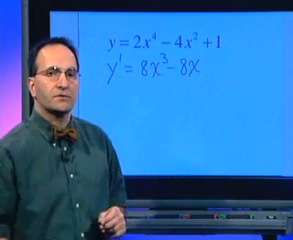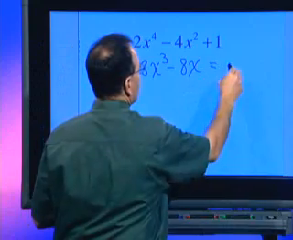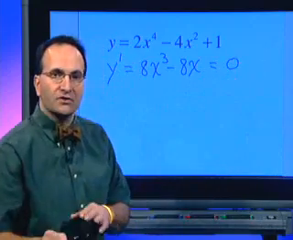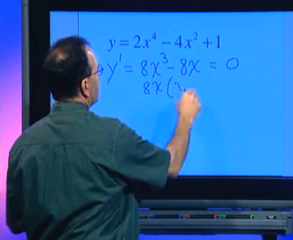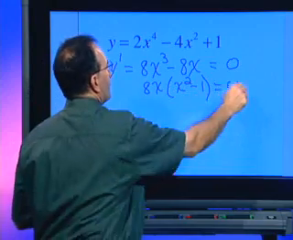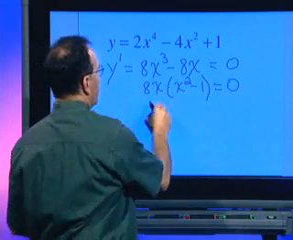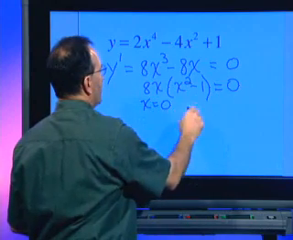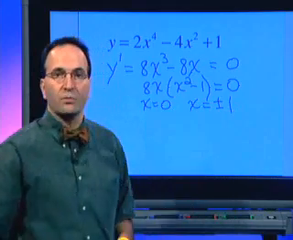And now for the first derivative test, we need to know when that is equal to 0. So we set it equal to 0 and solve it. I can factor out 8x, which leaves me with 8x squared minus 1. So my two factors lead me to say that x equals 0, and x equals plus or minus 1.